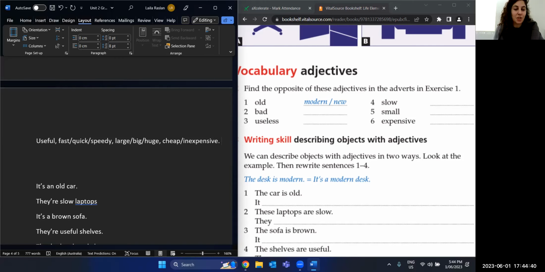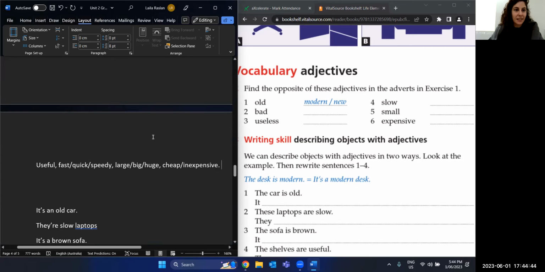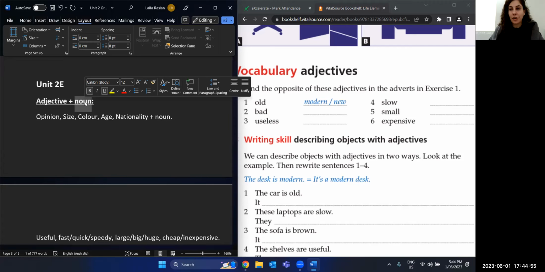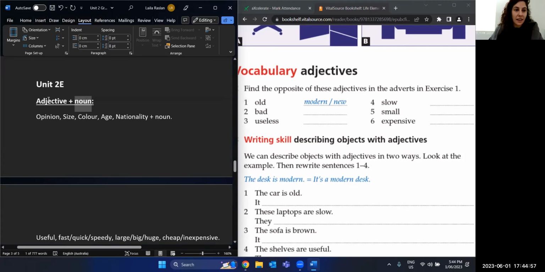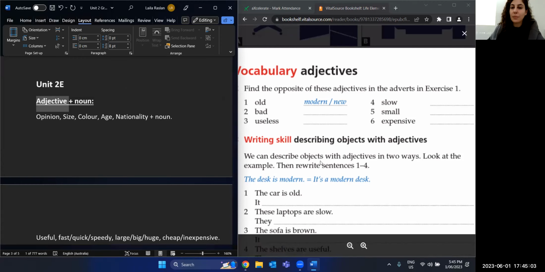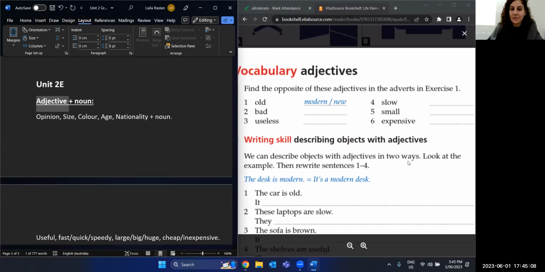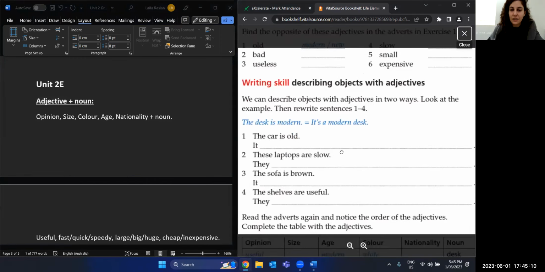Okay, good. So we've just talked about some adjectives. Remember, adjective and then the noun. So think of the noun first. What are you talking about? Are you talking about a book, a car, a phone, a house? And then put its description in the beginning. So we can describe objects with adjectives in two ways. Let's look at the first way.